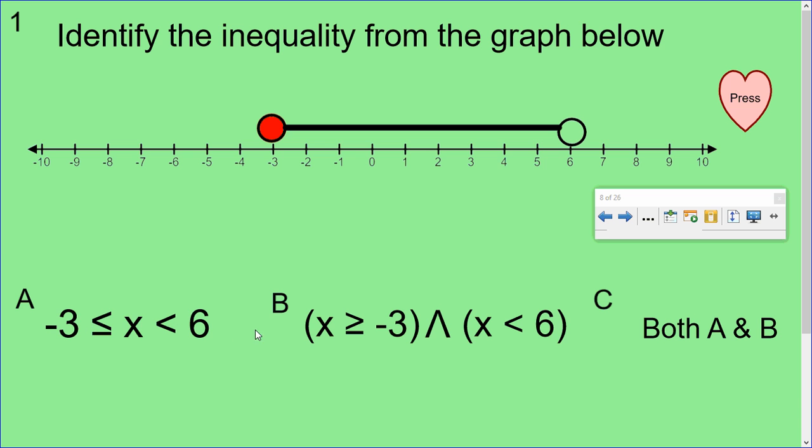And here's one way that I could write it. x is greater than, if I read it backwards, x is greater than -3, which is what B says. And I can read this half right here, x is less than 6. And that's what we have here. And together, we have this intersection. So there's a compound inequality where both of these are together connected. So B is also okay. So I'm going to say both A and B would be my answer. So my answer will be choice C.